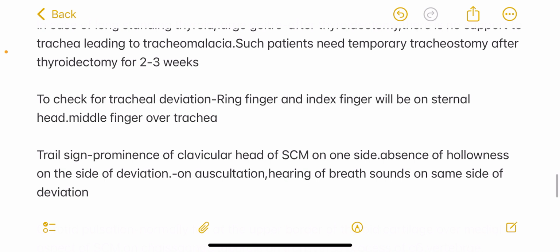It is the prominence of the clavicular head of the sternocleidomastoid on one side. So there is absence of hollowness on the side of deviation in Trail sign. And on auscultation, again, hearing of breath sounds on the same side of deviation will be there. So all these are important signs in case of tracheal deviation.